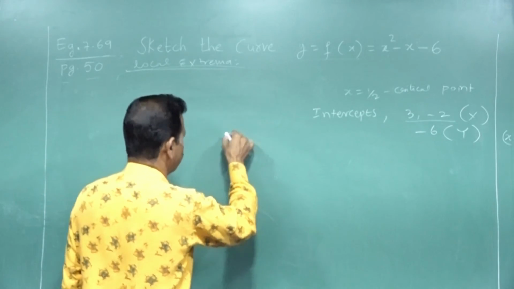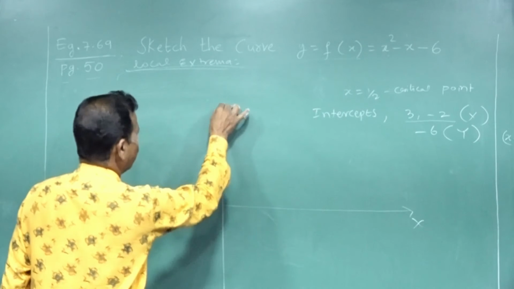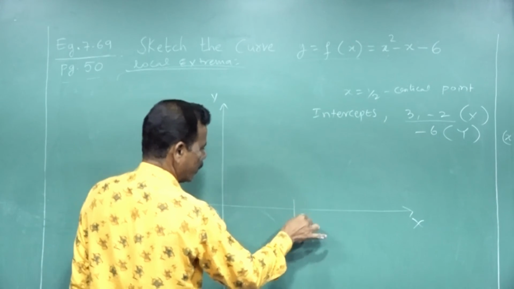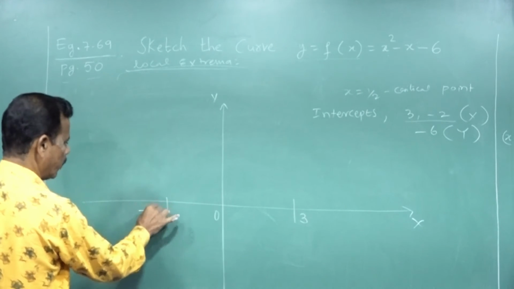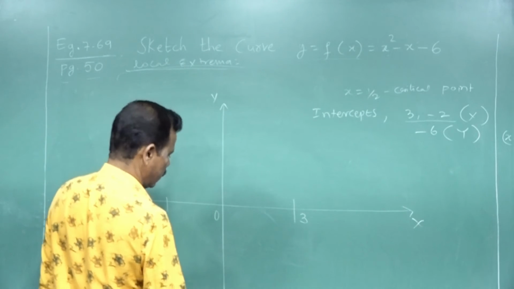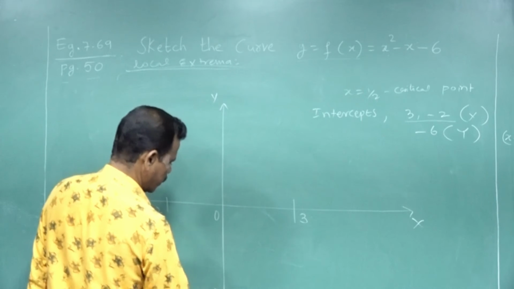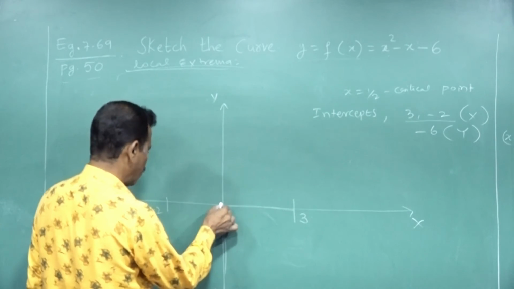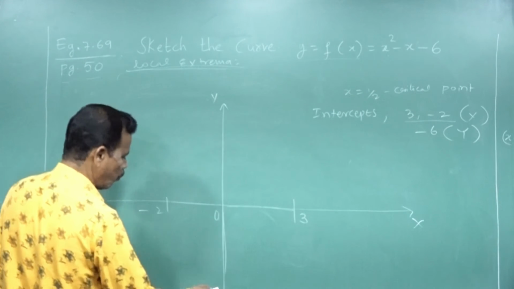We draw the graph. Sketching the graph. The point 3 comma 0 is somewhere here, and minus 2 comma 0 is here. For the y value minus 6, suppose it is here. So minus 6 is the y intercept, 3 is an x intercept, and minus 2 is also an x intercept. The curve passes through these points.